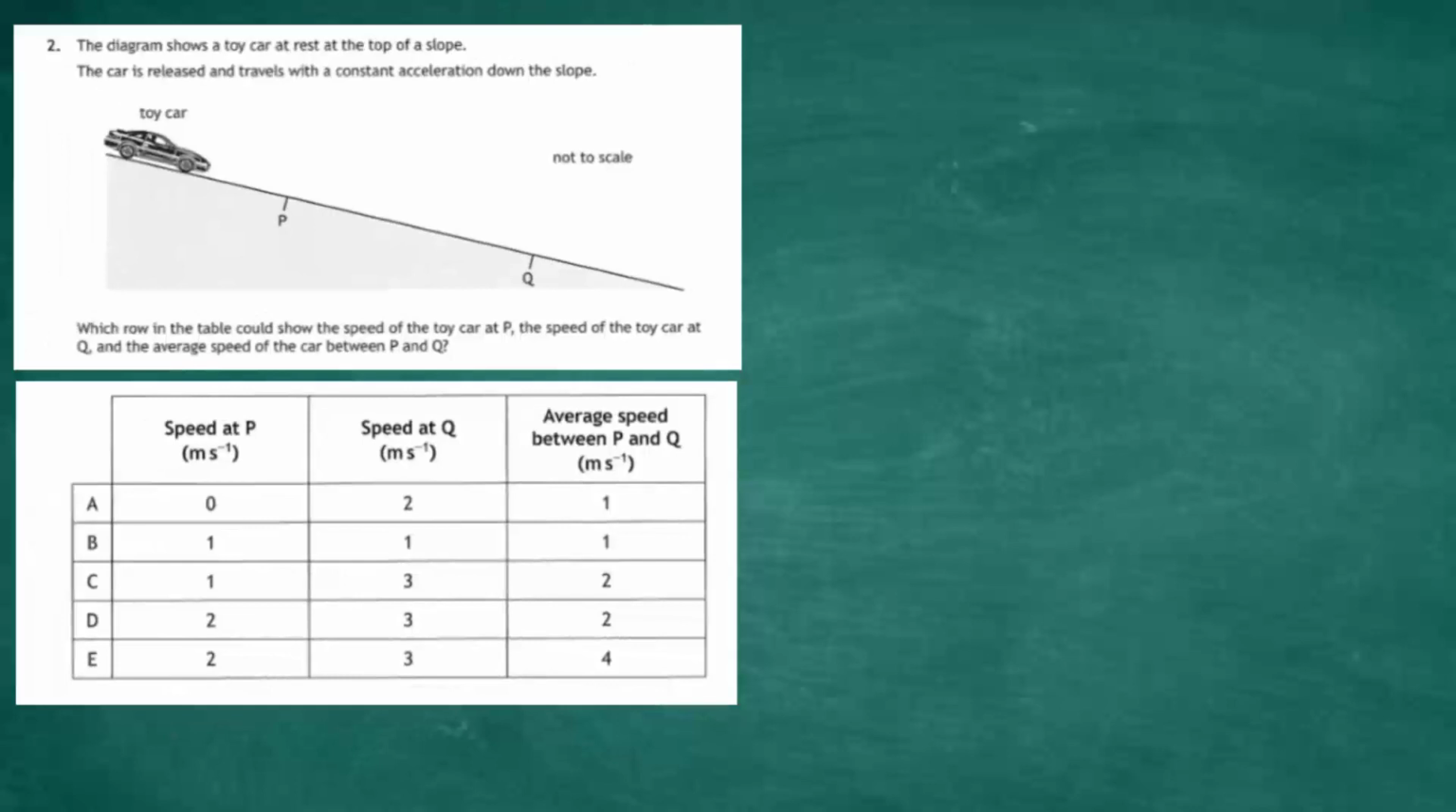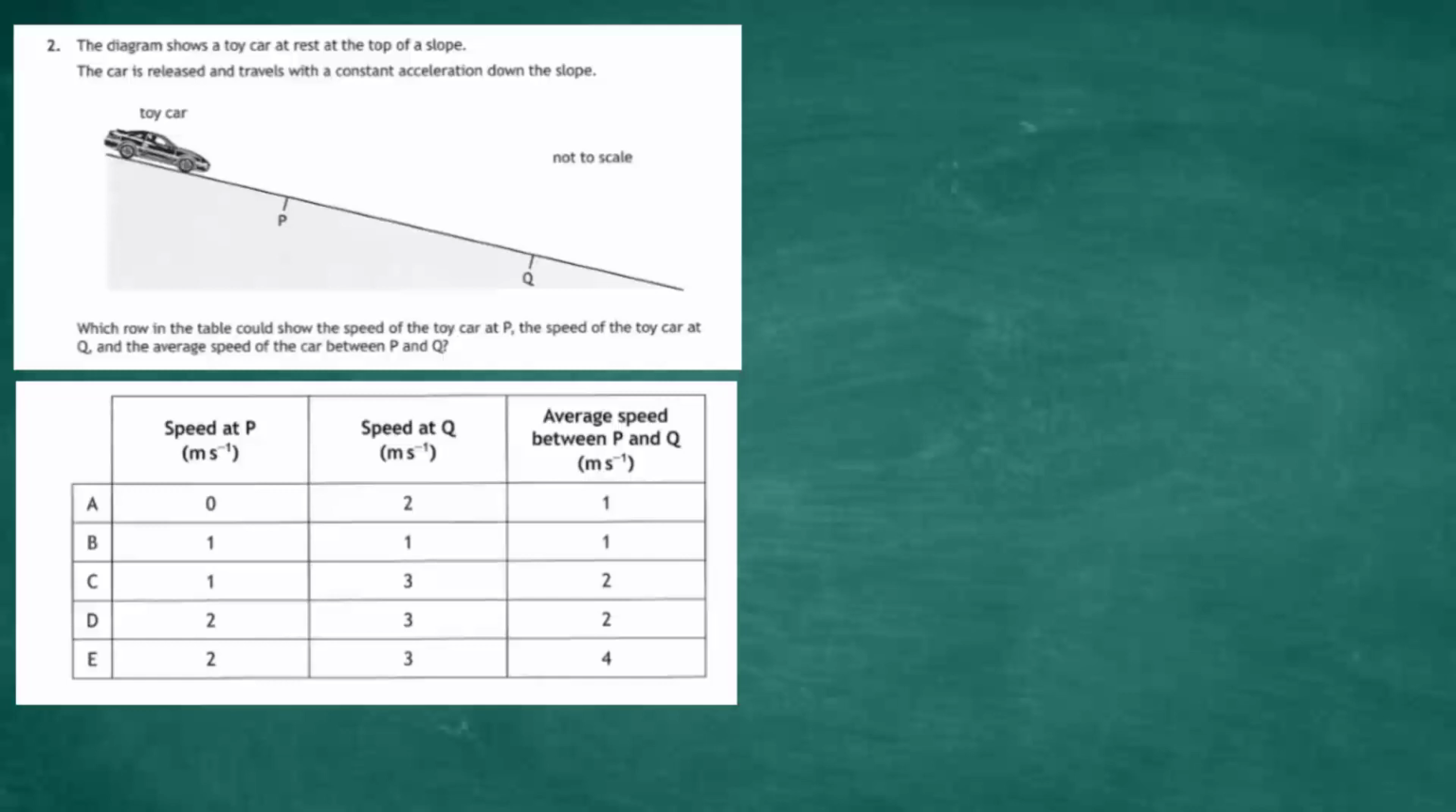Question 2 from section 1 of the 2022 National 5 Physics exam. The diagram shows a toy car at rest at the top of a slope. The car is released and travels with a constant acceleration down the slope. I'm being asked to find which row in the table could show the speed of the toy car at P and the speed of the toy car at Q and the average speed of the car between P and Q.